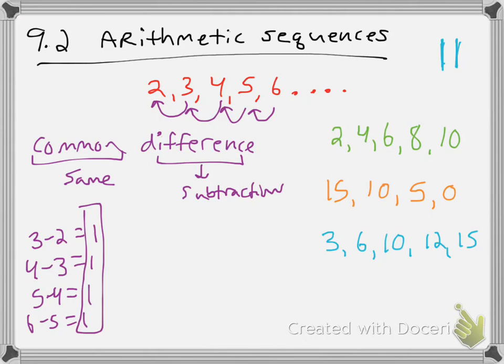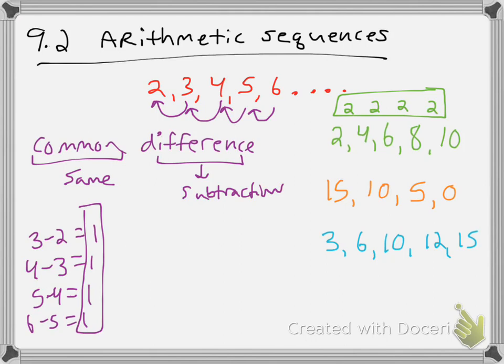Okay, hopefully you're back. You paused and you tried to figure out which of these three sequences are arithmetic and which are not, and hopefully by doing so you found their common difference. So let's look. Does this one have a common difference? Well, 4 minus 2 is 2, 6 minus 4 is 2, 8 minus 6 is 2, and 10 minus 8 is 2. Yeah, that has a common difference. It's going up by 2 every time.